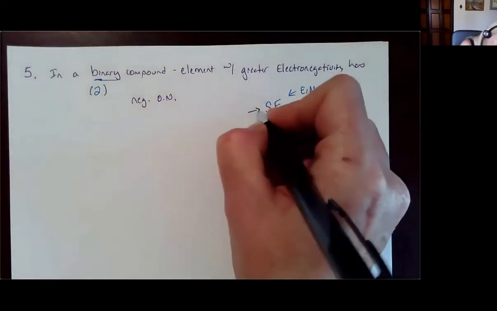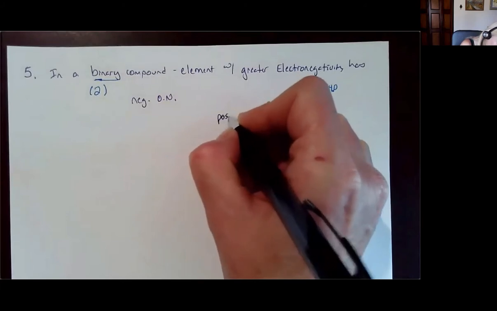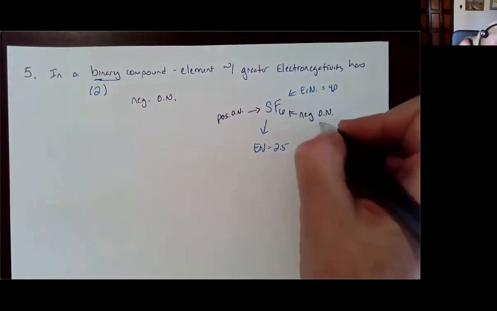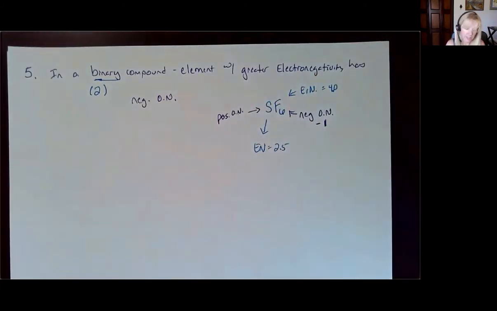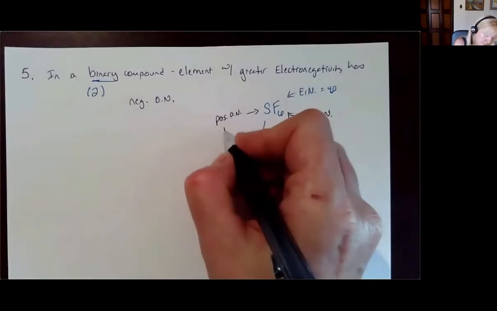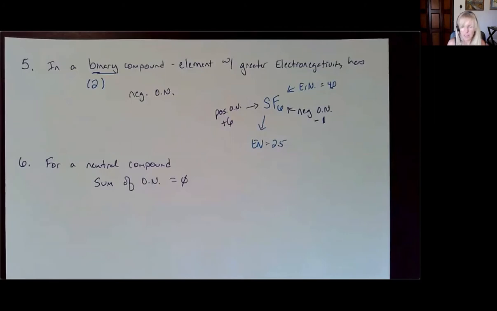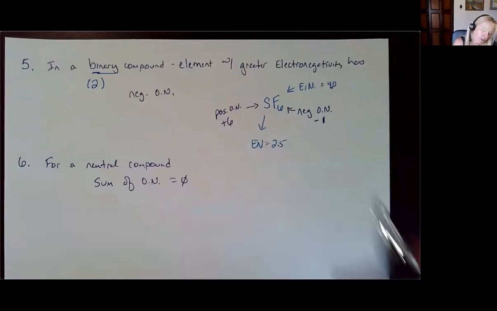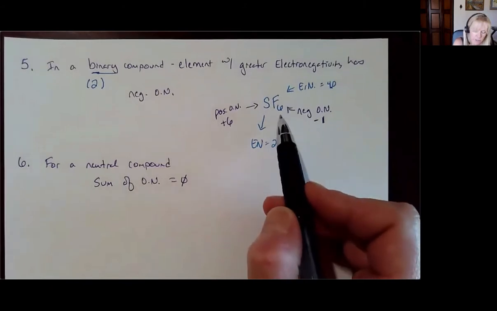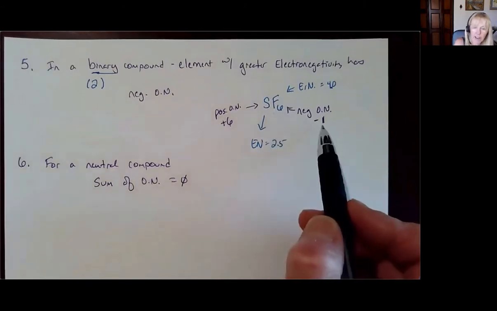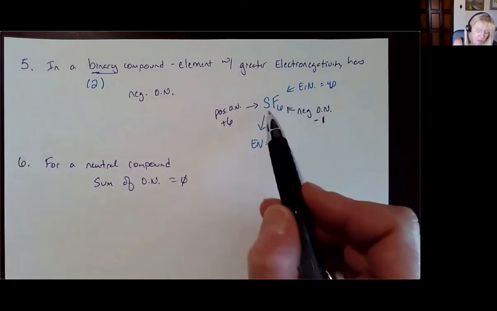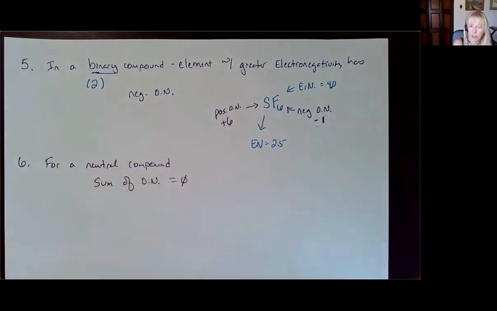That's going to mean sulfur is going to have my positive oxidation number, and this is going to be a -1 for fluorine. And then sulfur, in this case, is going to be a +6, and we'll talk about why that is. So number 6 addresses that. In a neutral compound, the sum of the oxidation numbers equals 0. So in this case, I have 6 fluorines. Each of those fluorines is going to have a -1 oxidation number. So the sum here coming from fluorine is -6. So this is a neutral species. So to balance that out, sulfur is going to have a +6.